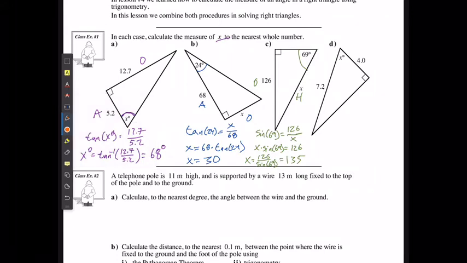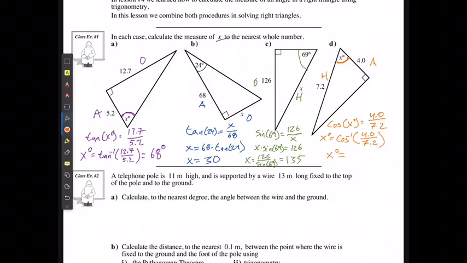For the last one, I have my angle, x, that I'm solving for. I know my adjacent and I know my hypotenuse. So I'm going to state that cos of x is equal to 4.0 divided by 7.2, where x is going to equal cos to the negative 1 of 4.0 divided by 7.2. And for this one, x is going to equal 56 degrees.